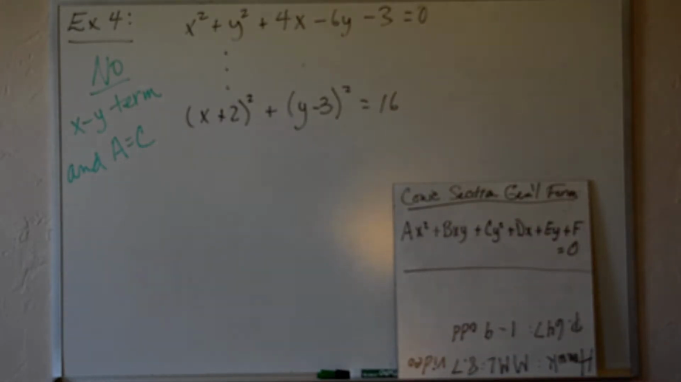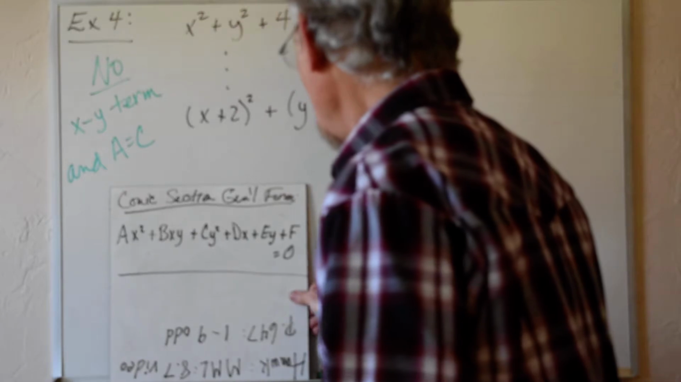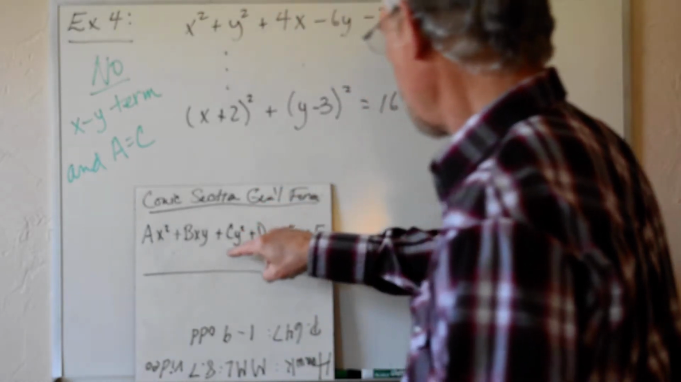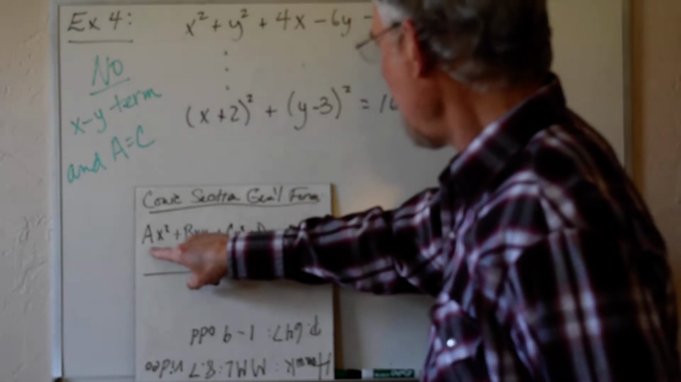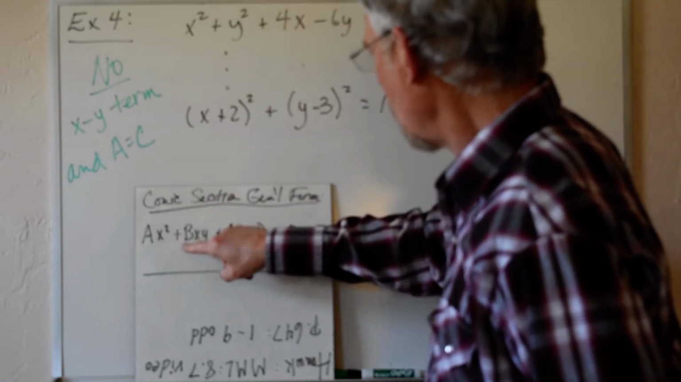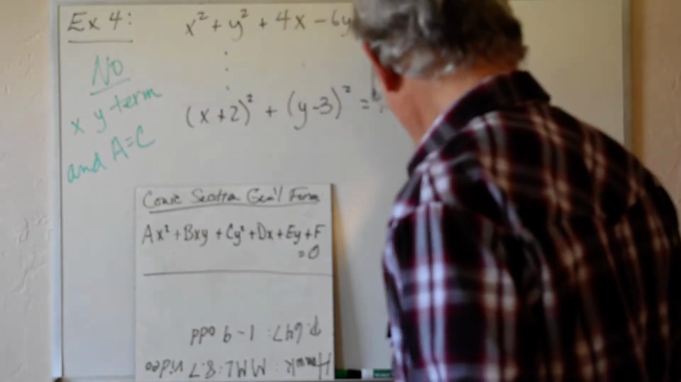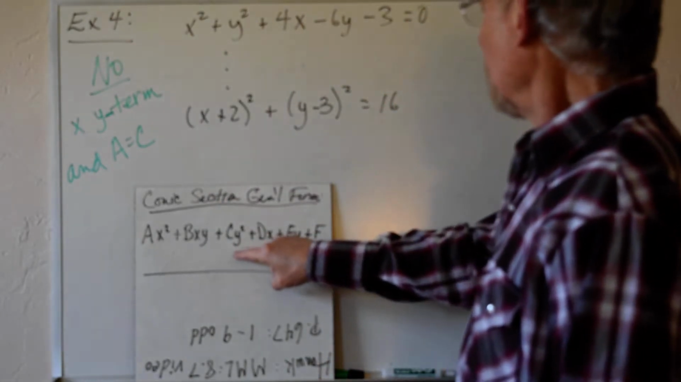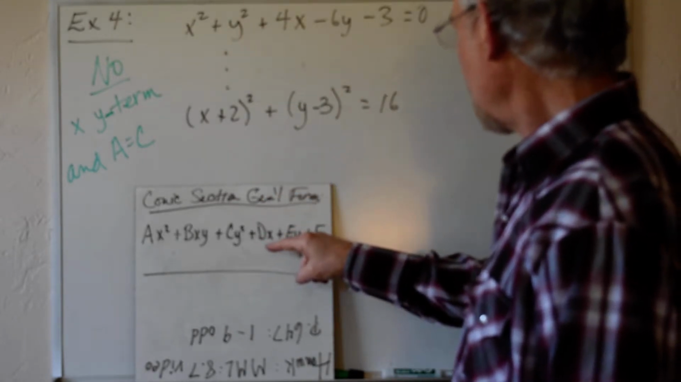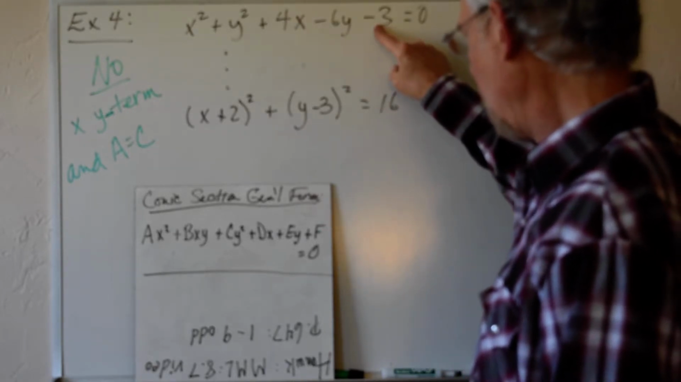I see how this matches up with my conic section in general form. Playing the role of A is my invisible 1, playing the role of B is 0. Right? There is no xy term. Playing the role of C, the invisible 1. Playing the role of D is 4. Playing the role of E is minus 6. Playing the role of F, minus 3.